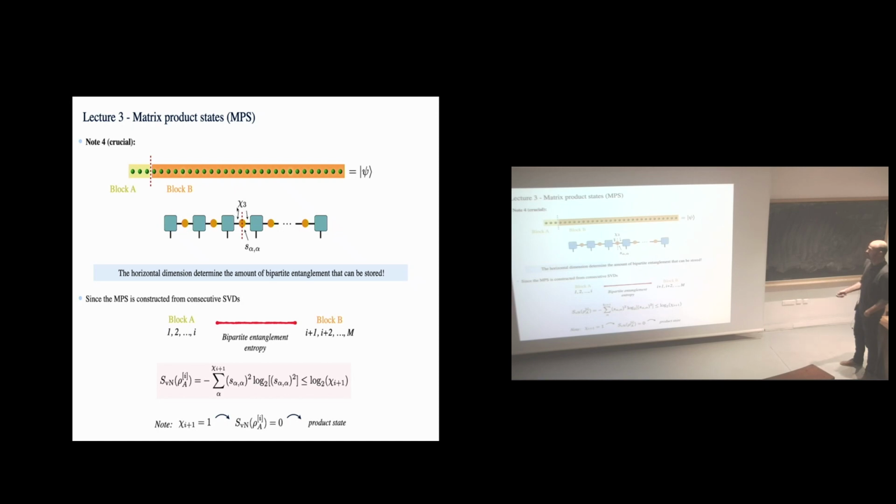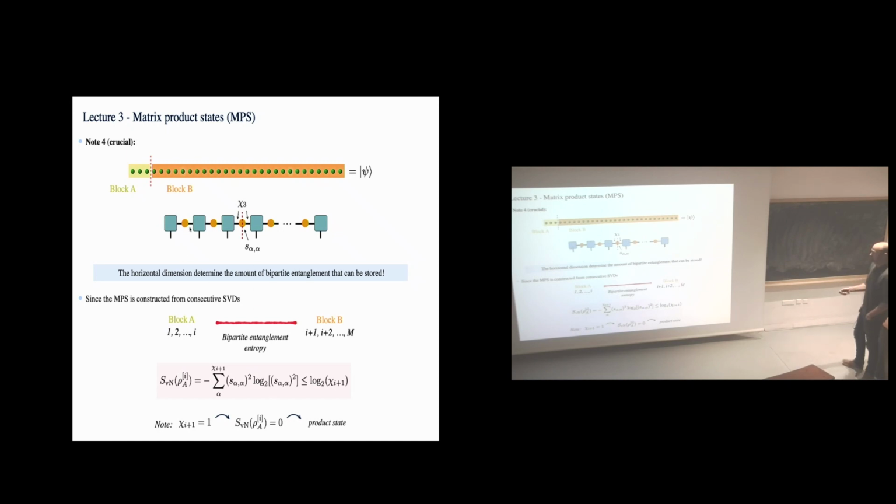So let's call these dimensions here. Let's say that from these three-dimensional tensors, the right dimension of this one and the left of this one is limited by a number that I call chi 3, or in general chi i plus 1. So if I split my system into a block A, where I have all the sites from 1 to site i, and then I have a block B, where I have all the sites i plus 2 up to m. Here, the example is i equals 3.